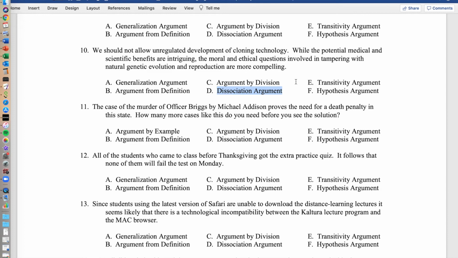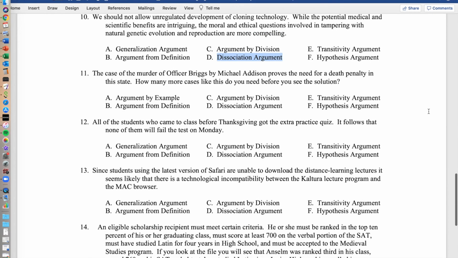We have the medical and scientific perspectives, and sure, there are benefits that may be associated with that, but we also have the moral and ethical perspective, and that is what is privileged here. So the preference being given to the moral and ethical questions leads us to the conclusion that we shouldn't allow unregulated development of cloning technology, because those perspectives are more compelling, right? So the comparison of perspectives gives the preference to the moral and ethical. So another instance of dissociation argument.